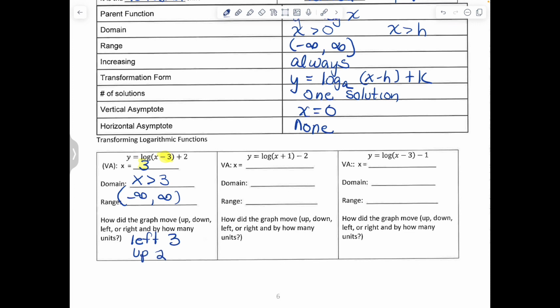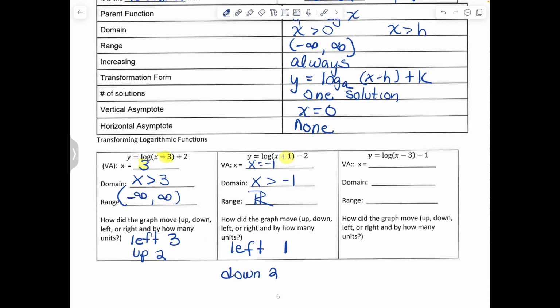For this one, our vertical asymptote will be x equals negative 1, because this parenthesis lied to us, which makes our domain x is greater than negative 1, and our range will still be all real numbers. So, how did it move? It moved left 1 and down 2. Pause the video for a second and do this last problem, and then come back and we'll do it together.